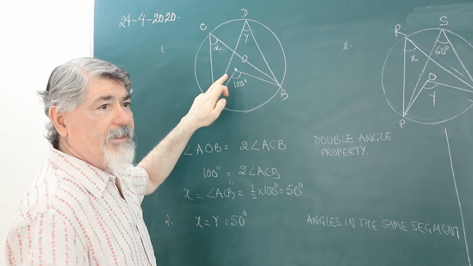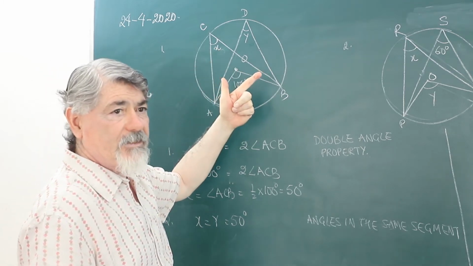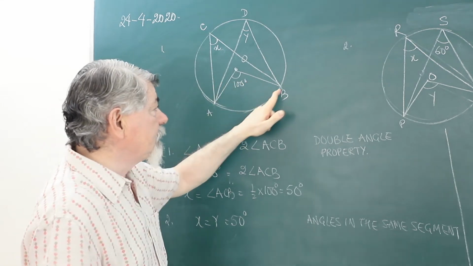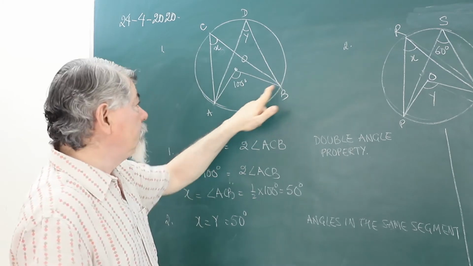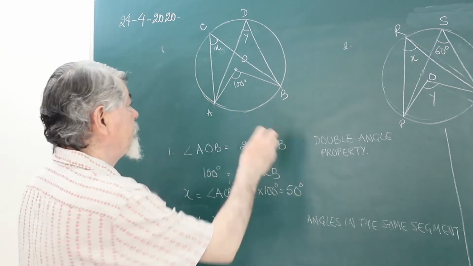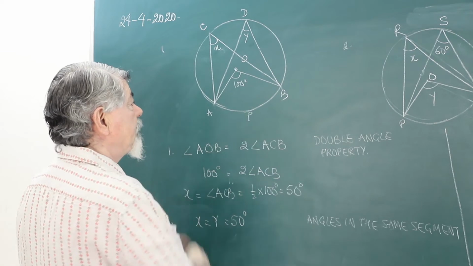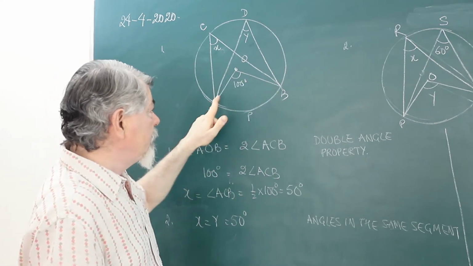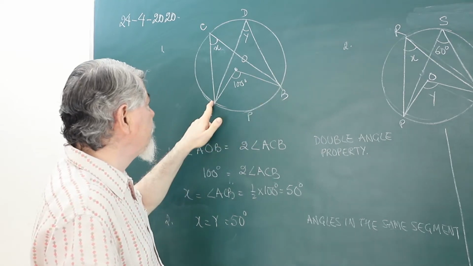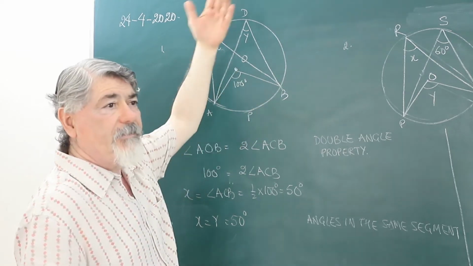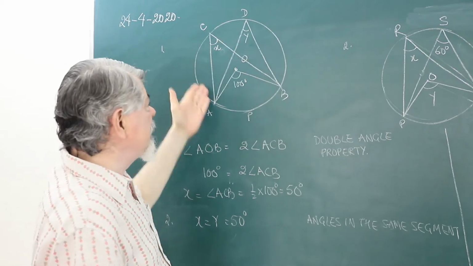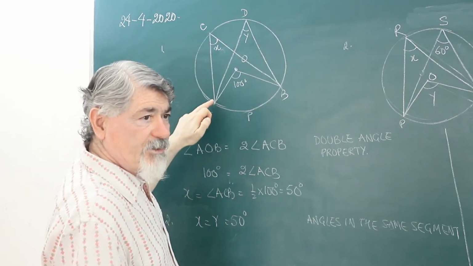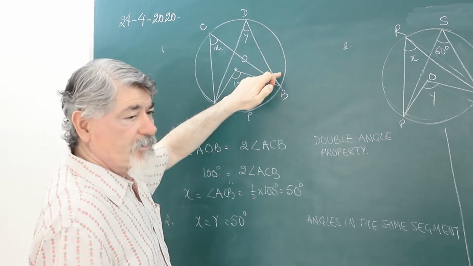Double angle property: the angle at the center is double the angle at the circumference subtended by the same arc. This arc here is the minor arc, let me name it APB. The minor arc APB subtends angle AOB at the center, and the same arc APB subtends angle ACB at the remaining part of the circumference. C is on the remaining part of the circumference. Leave the portion APB, and C should be picked up somewhere here.